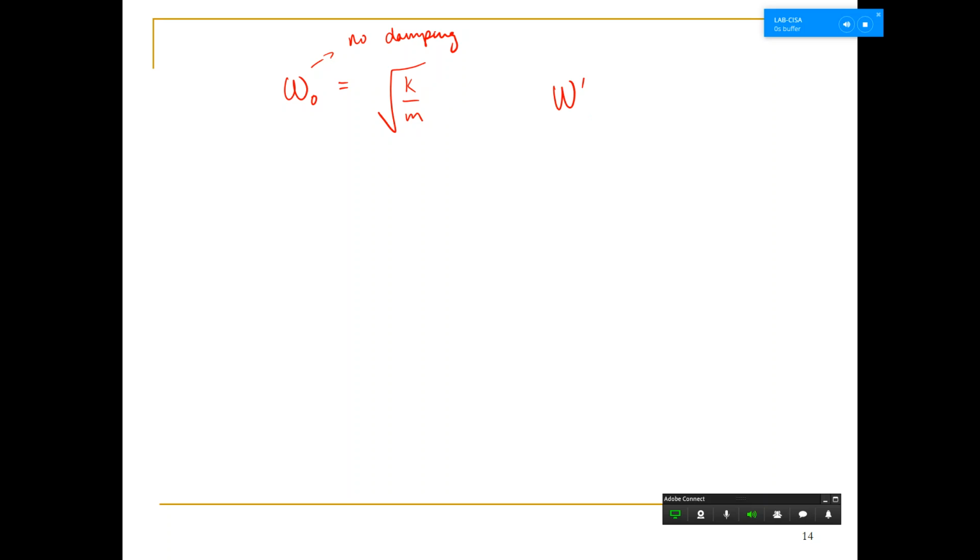there is something called a damped angular frequency. So damped, which we're going to call omega prime, all right? This is described by the square root of k over m minus b squared over 4m. All right? 4m squared, sorry.